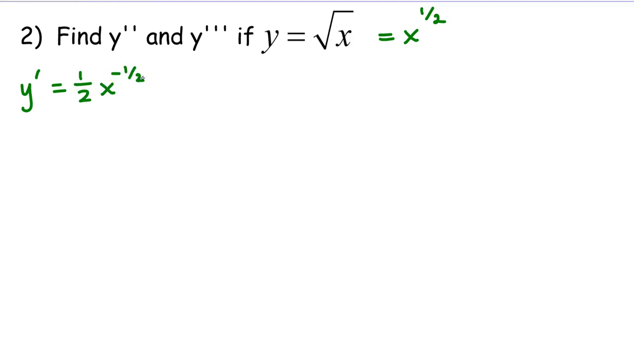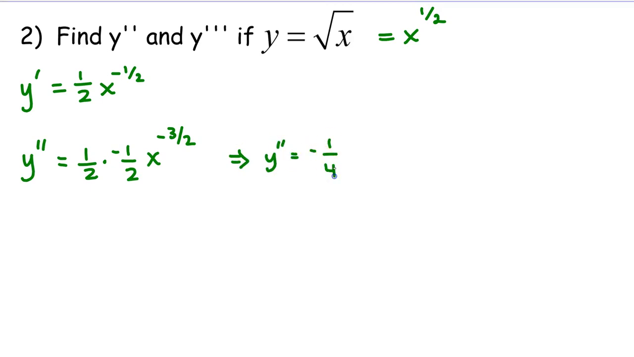Now let's take that and find y double prime. So we're using the power rule again and multiplying by 1/2, the constant. So we have 1/2 times, now we bring down the old power and we subtract 1 from the old power to get the new power. And what we're going to do is simplify this and write it back in its radical form for our final answer. So we have y double prime is negative 1/4 times 1 over the square root of x cubed.